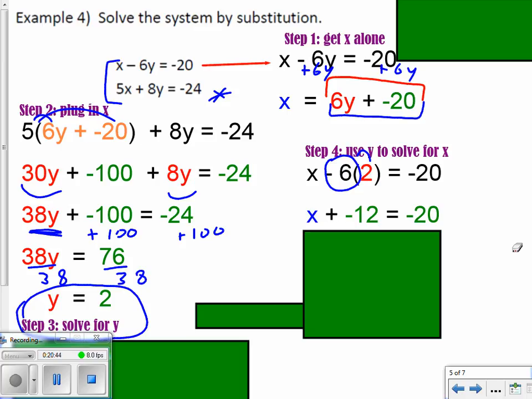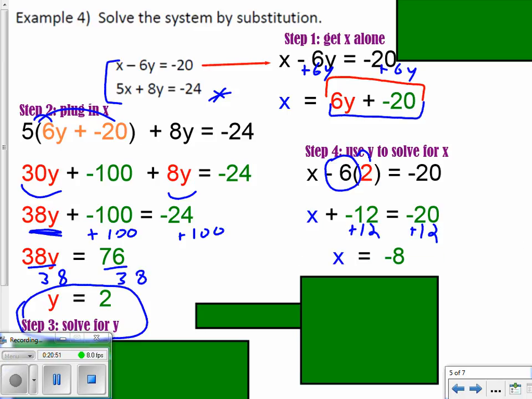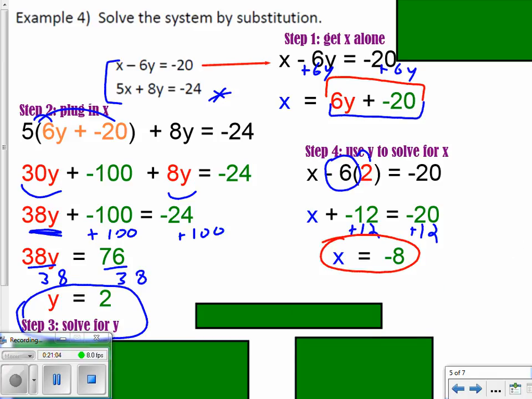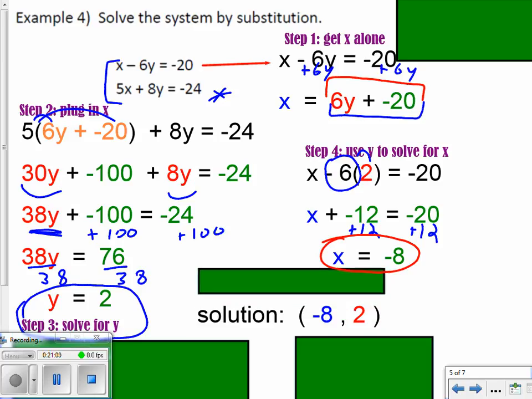To get rid of that negative 12, I'm adding 12 to both sides. So I would have just simply x equals negative 8. Negative 20 plus 12 becomes negative 8. So now I have the x value of my solution. So moving this aside then, we can see my solution is going to be at where x is negative 8 and y is positive 2. That's going to be the one spot on the whole graph where both lines converge or intersect.